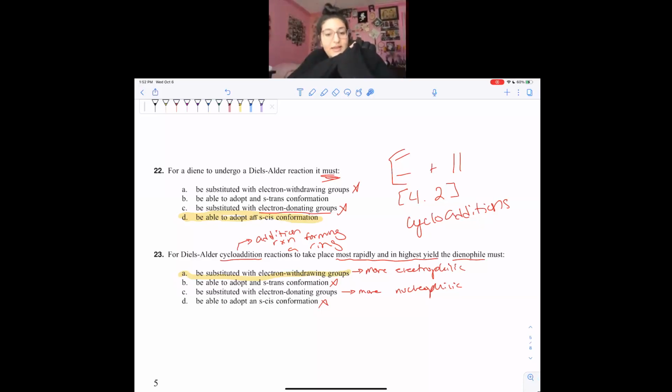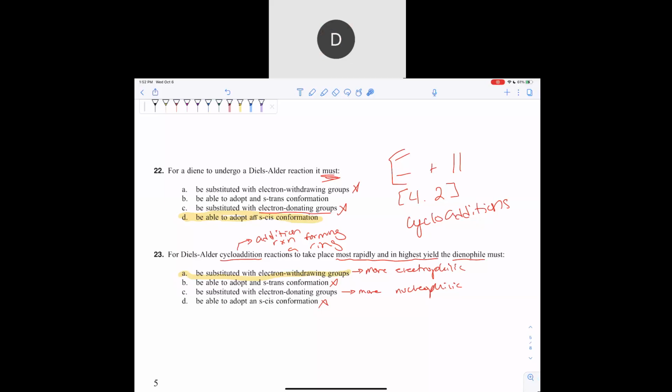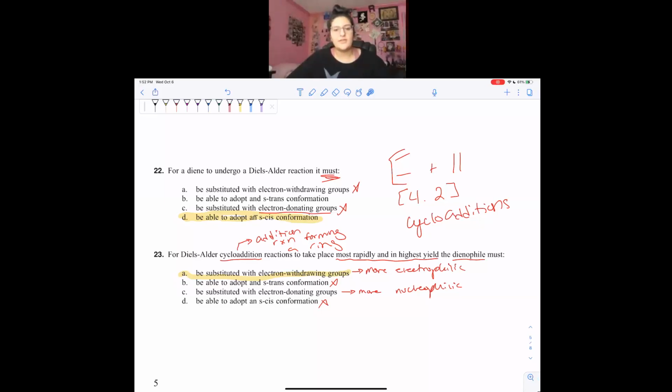Rosemary, yeah, what's up? Why would being more electrophilic help the reaction again? Good question. The dienophile is the electrophile, so anything that makes the dienophile more electrophilic is going to help the reaction. And if the question was asking about the diene, we would pick donating groups because we want the diene to be a strong nucleophile. Those groups make it more nucleophilic, so that helps the reaction.